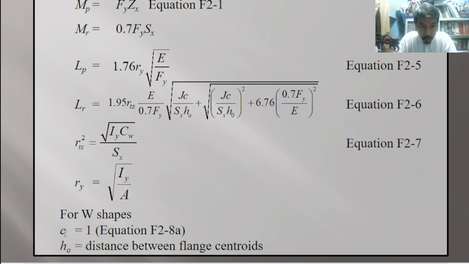What about c? c is equal to 1 here. Okay, what about ho? This is the distance between flange centroids, centroid to centroid distance. So here, as you can see, ho is the centroid to centroid distance of the flanges.